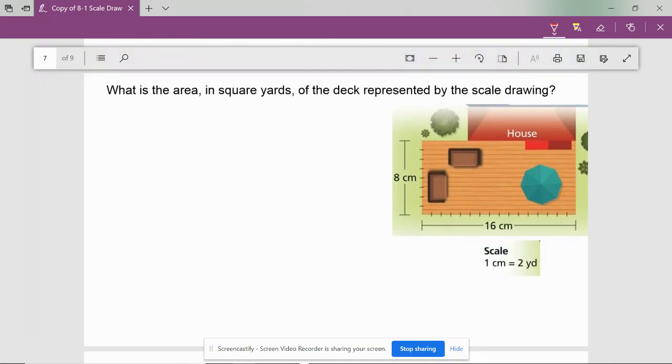And as we look at this, what is the area in square yards of the deck represented by the scale drawing? So what's our scale? Right here, 1 centimeter to 2 yards. So one length of our deck is going to be 8 centimeters, and we want to know how many yards that is.